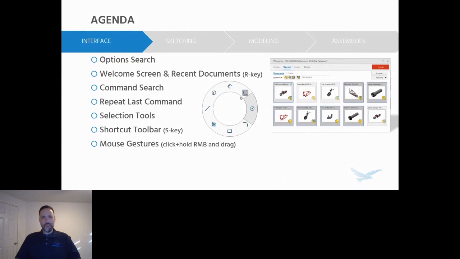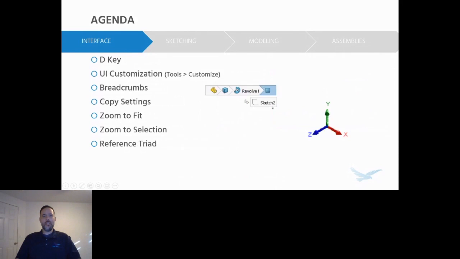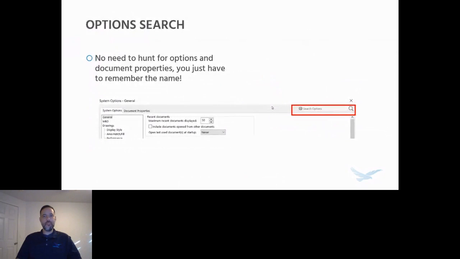Interface. We're talking about option search, welcome to SolidWorks screen, some mouse gestures there. Also, breadcrumbs, triad, D key, copy settings. So a lot of good stuff in there. Again, let's go ahead and get started. Okay, first up, the option search.